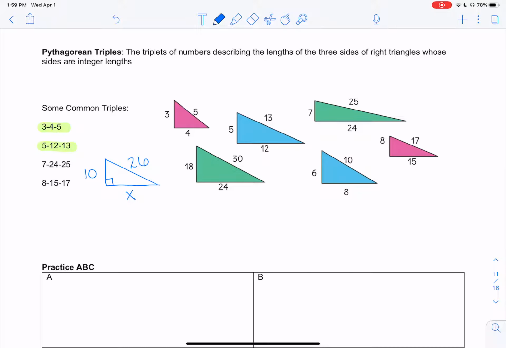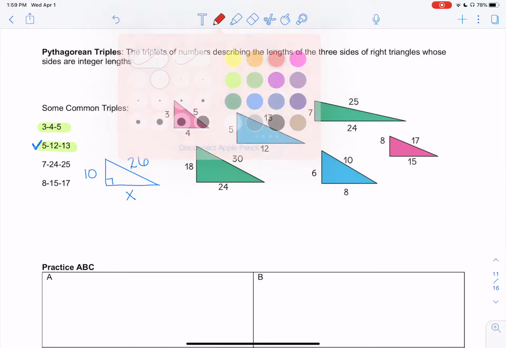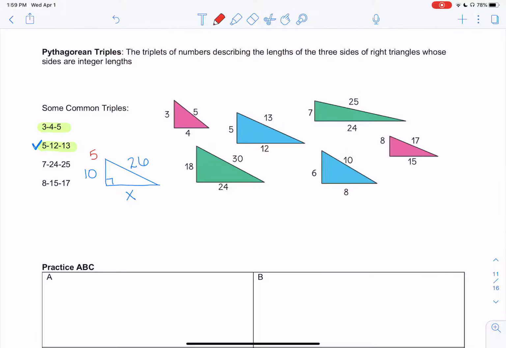But if you know your triples, you'll recognize right away, this is really a 5, 12, 13. It's just doubled. So instead of having to go through that Pythagorean theorem, I would say, oh, this is a lot like a 5, 12, 13. I just need to double my 12, and so x must equal 24. Okay, so Pythagorean triples come in handy to shortcut your work and effort.